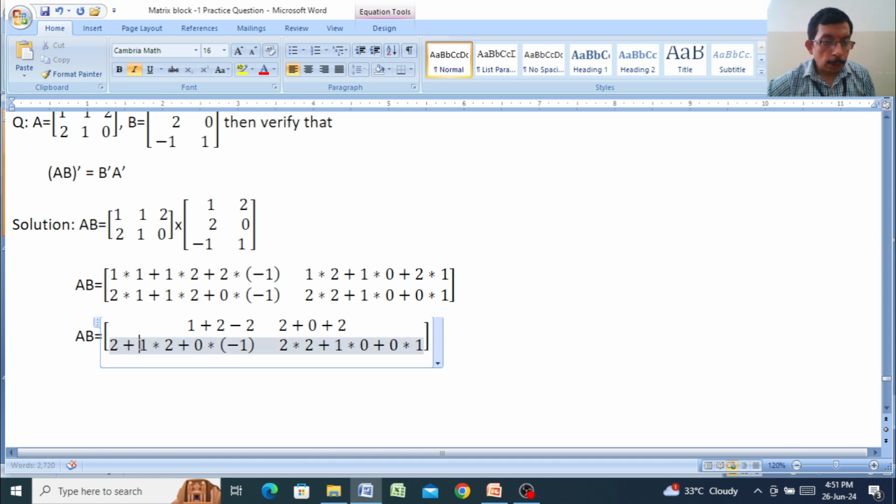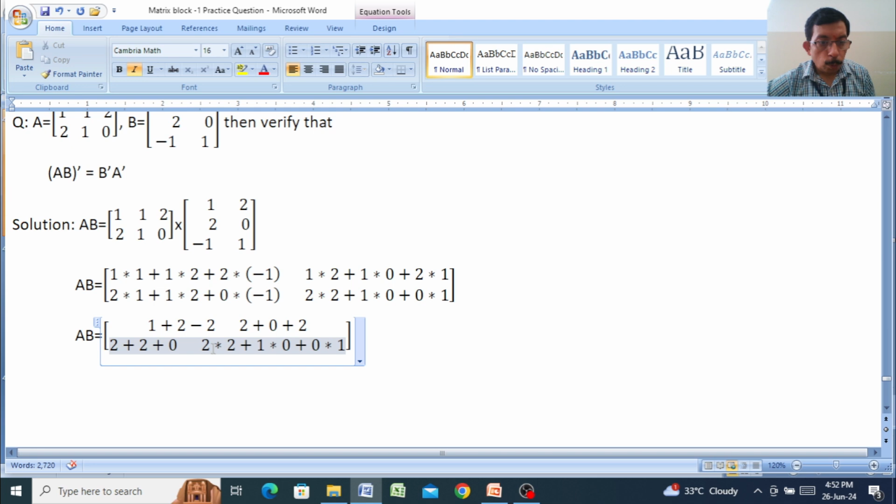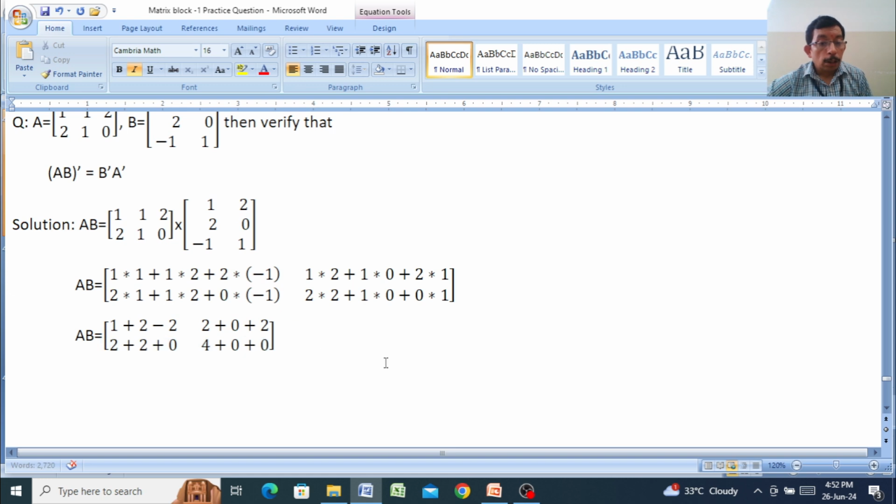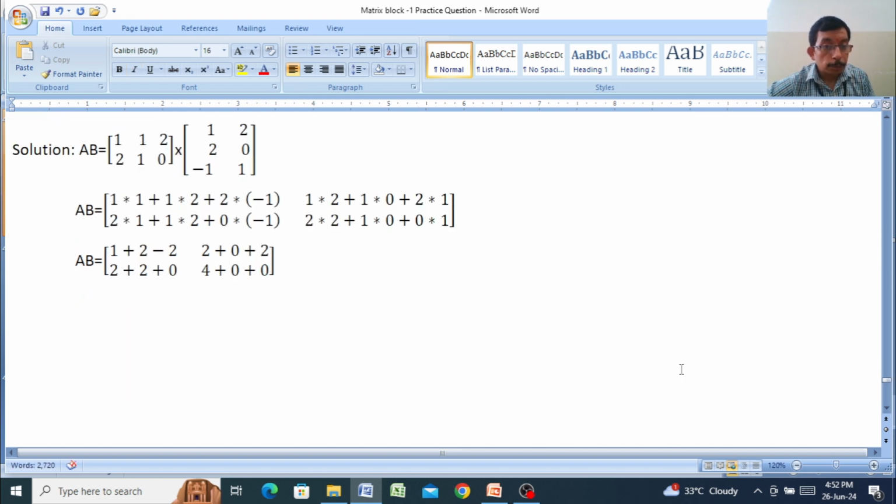1 multiplied by 2, then result is 2. Note down in the same position. 0 multiplied by minus 1, result is 0. Note down in the same position. 2 multiplied by 2, result is 4. Note down in the same position. 1 multiplied by 0, then result is 0. Note down in the same position. 0 multiplied by 1, then result is 0. Note down in the same position. Now we simplify in the next step.